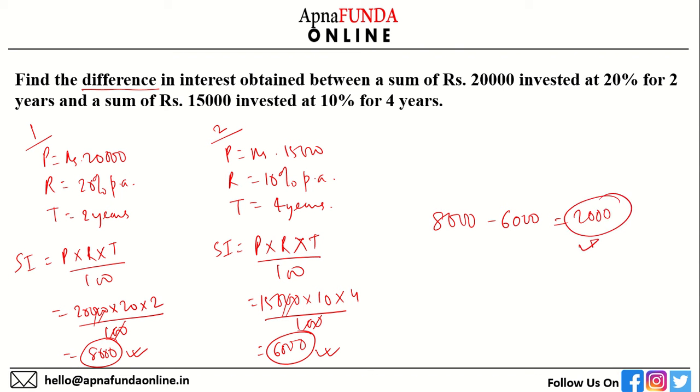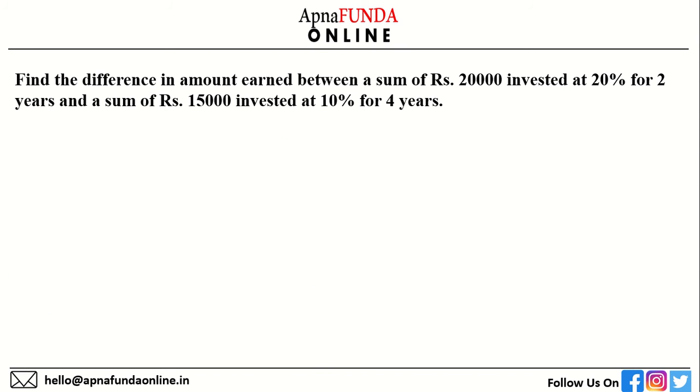This is the answer. Simple question, not at all calculative. Correct. Let's move to the next question. Find the difference in amount earned between a sum of rupees 20,000 invested at 20% for 2 years and a sum of rupees 15,000 invested at 10% for 4 years. Similar question, we just need to find the difference in the amount.